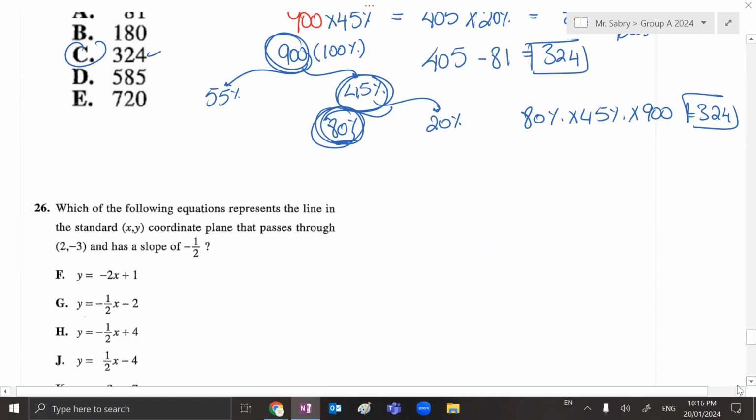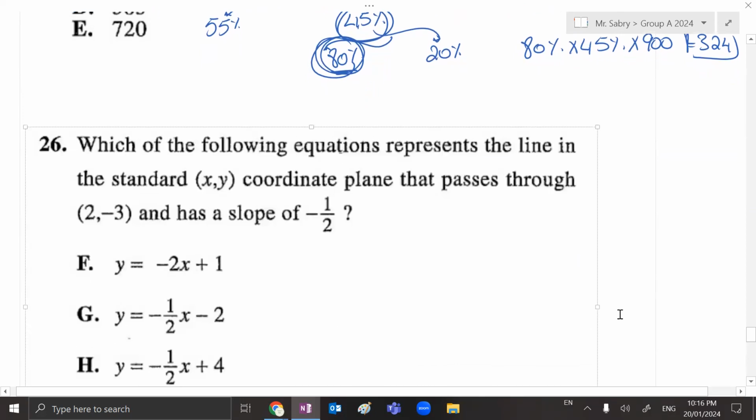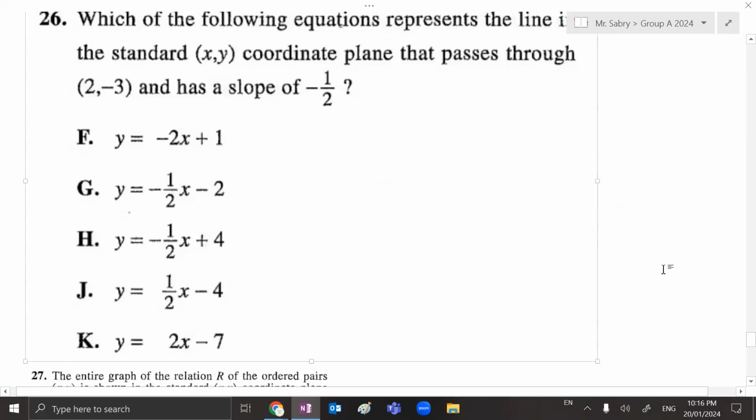Which of the following equations represents a line that passes through the point (2, -3) and has a slope of -1/2? Because they said the slope of -1/2, I'll cross out F, J, and K. I'm only left with G and H. I'll try the point in one of the equations, and if it is true, it's the answer. If it's not true, it's the other one, without even trying.